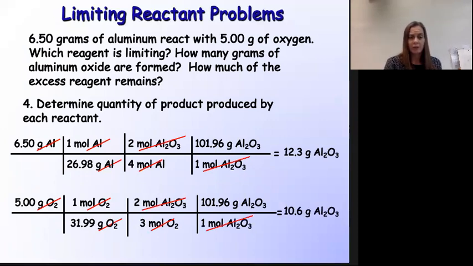So doing it this way allows me to answer 2 questions at once. My limiting reactant or limiting reagent is oxygen, because that's the one that the stoichiometry says makes less aluminum oxide. And so I know that oxygen is limiting, and I've also answered the question, how many grams of aluminum oxide are formed? I can say that 10.6 grams of aluminum oxide are formed. Remember, however much the other calculation says it can make, we can't do, because we're going to run out of oxygen before we can make that much aluminum oxide.